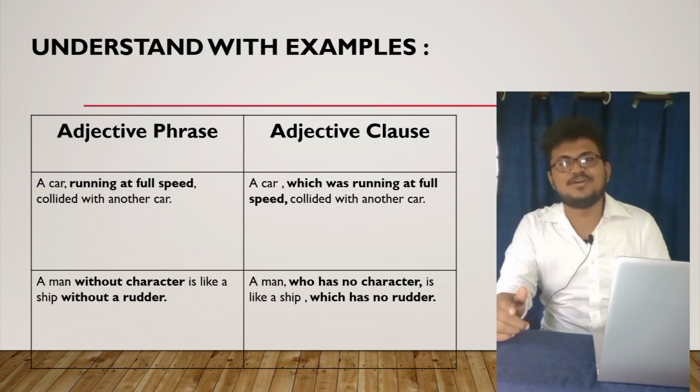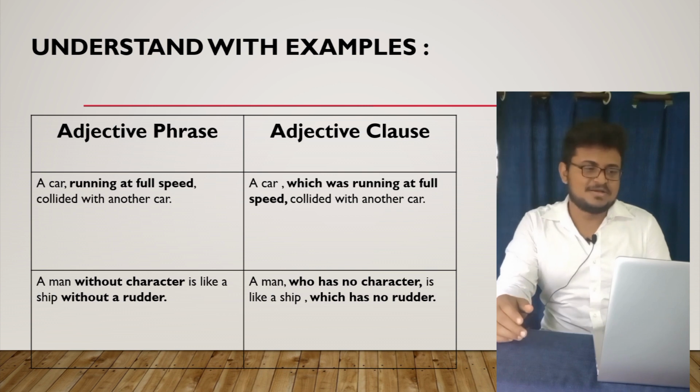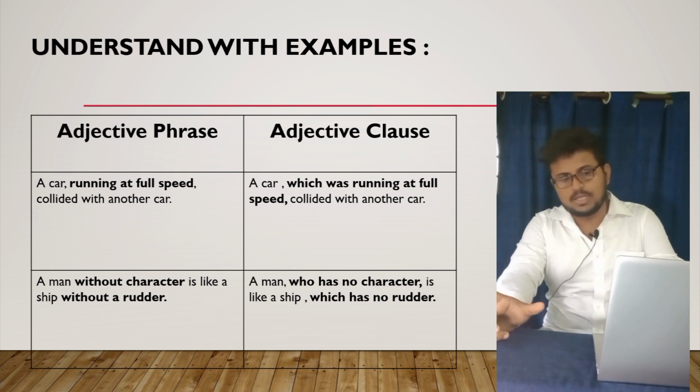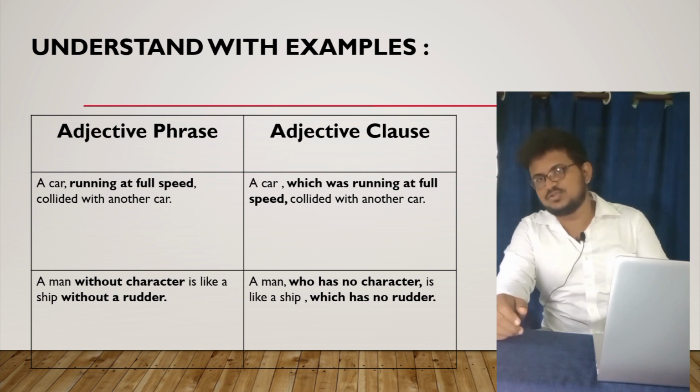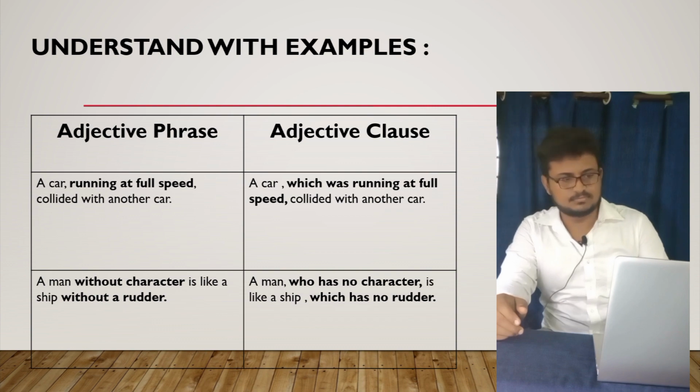And the next example is, a man without character is like a ship without a rudder. This is a very old line, I think. A man without character, the man who does not have any character. So I broke it up in the clause part. A man who has no character, and then is like a ship without a rudder is like a ship which has no rudder, right?